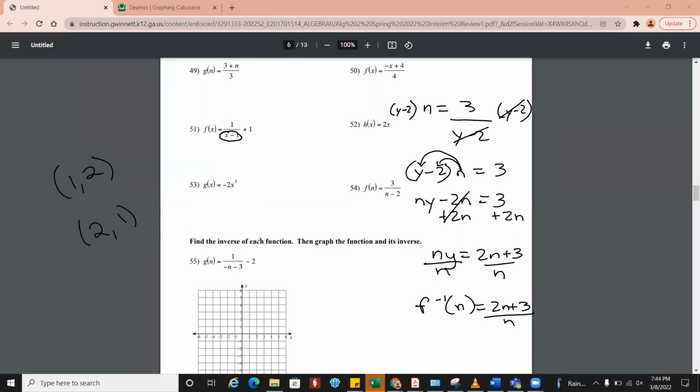Someone asked, Anthony, where did you get the y from? Which one, on 54? Where did I get the y? Okay. Well, I switched. Okay, so you see how this has f of n? Well, f of n is the same thing as y. Okay, so when we're doing our inverse functions, we're going to switch our x and our y. In this case, our x is n. Okay. Does that help? Okay, no problem.